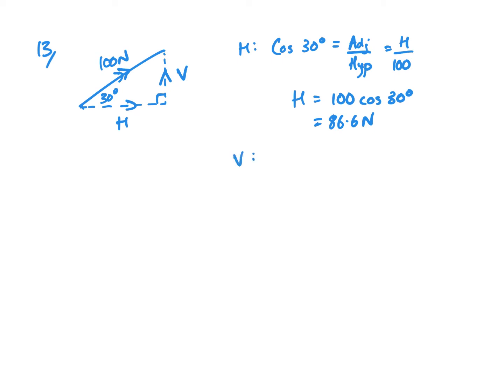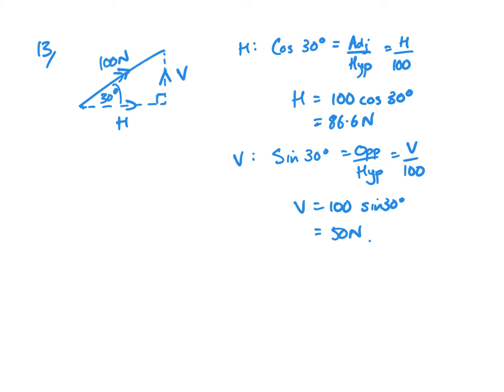And then the same idea for the vertical component. But it's based on the opposite. The V is opposite the 30 degrees here. So sine 30 is opposite over hypotenuse, which is the V we're trying to work out, over 100. So V is 100 sine 30, which is 50 newtons. So these are the 2 components, as we call them, of that original vector.